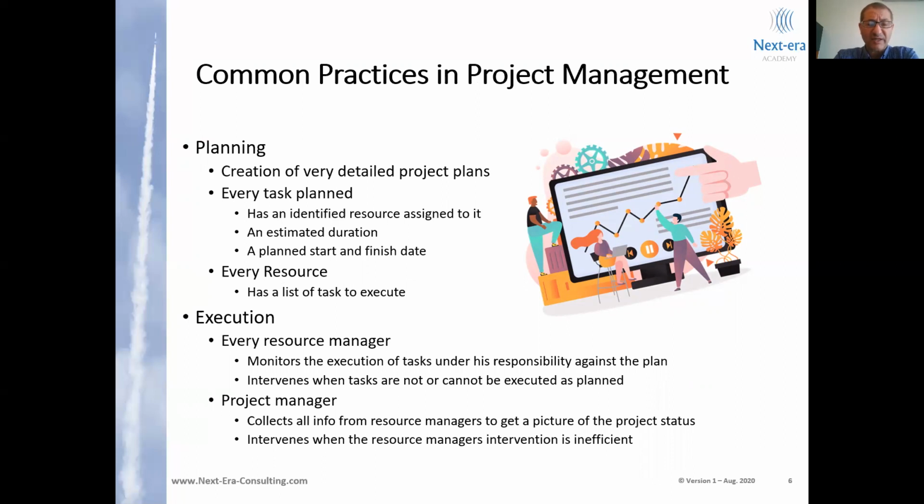When the project starts, the execution starts being executed, every resource manager will monitor the execution of the task under his responsibility and against the plan, and will take intervention actions when required, specifically when tasks do not or cannot be executed as planned. The project manager will follow up with the resource managers to get a picture of the project as a whole, and will take his own interventions when he believes or has reason to believe that the interventions taken by the resource managers are insufficient or inefficient.